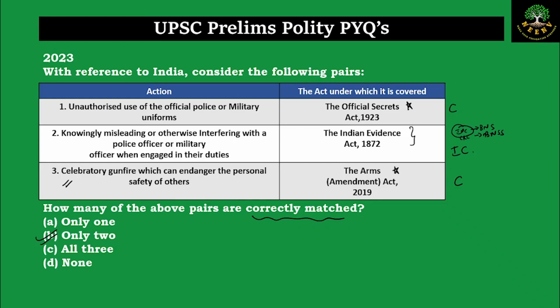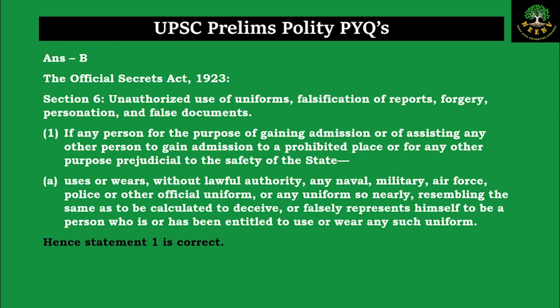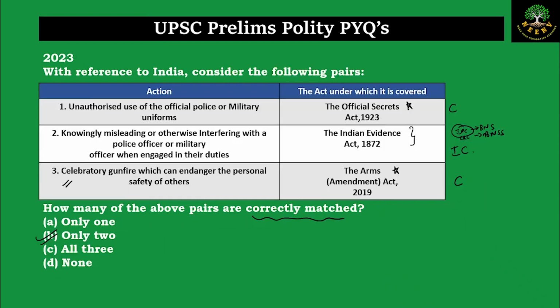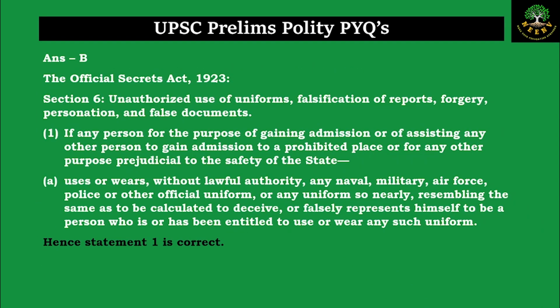Now let us look at the in-depth explanation. Coming to the Official Secrets Act of 1923. Section 6 of the Official Secrets Act of 1923 talks about the unauthorized use of uniforms or falsification of reports, forgery, personation, and false document.